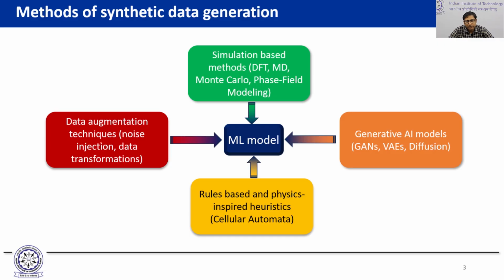So first would be a simulation based approach. So here you will be using techniques like density functional theory or molecular dynamics or phase field modeling, that type of work. Second is to use an AI model in order to generate the data. Essentially, you will be using some sort of a generative AI, whether that's a GAN or VAE or a diffusion type of model. The third one is to use some form of rules-based and physics-inspired models.